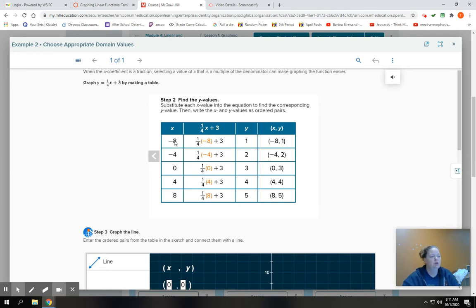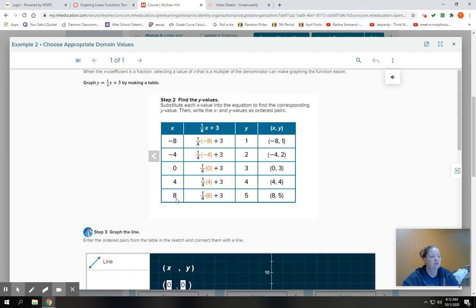When we put in -8, we get out 1, which means we have a point at -8, 1. We put in -4, we get out 2, so we have a point at -4, 2. When we put in 0, we get 3. When we put in 4, we get 4. And when we put in 8, we get 5.